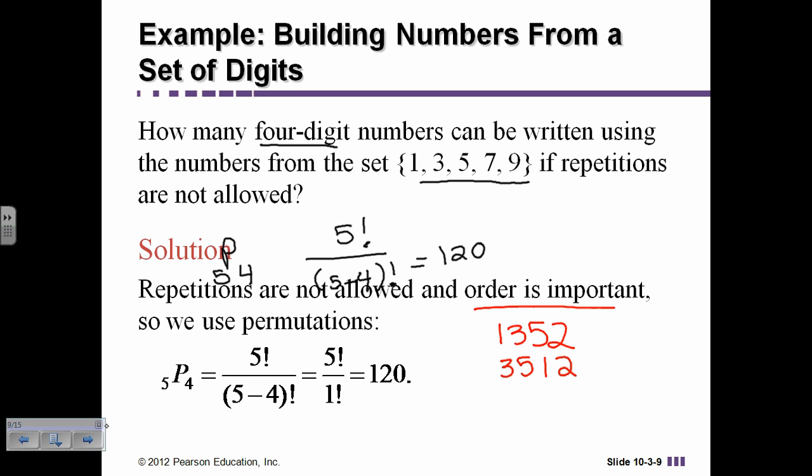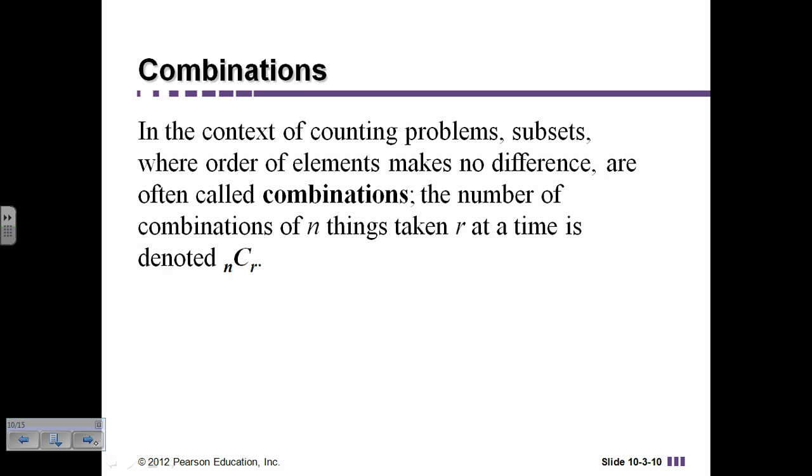Okay, so then we get into something called combinations. Okay, so a combination is a little bit different. In a combination, the symbol that we have down here is n choose r. So we want n things taken r at a time. But in this case, the order of the elements does not make a difference. So these are called combinations.